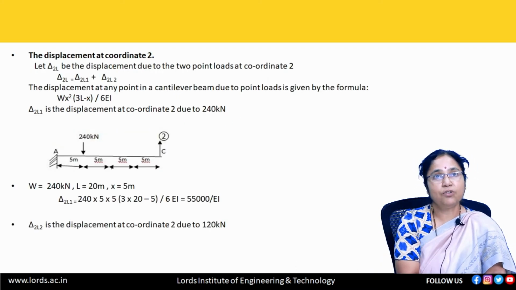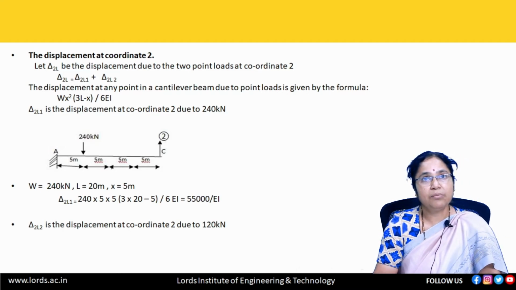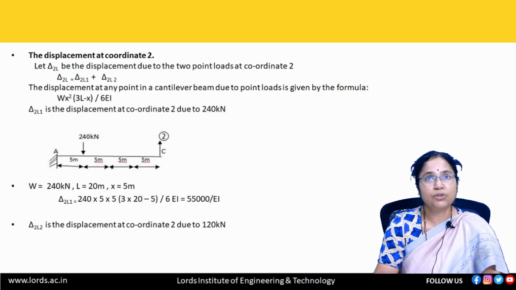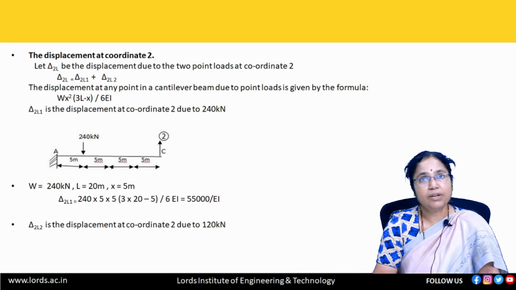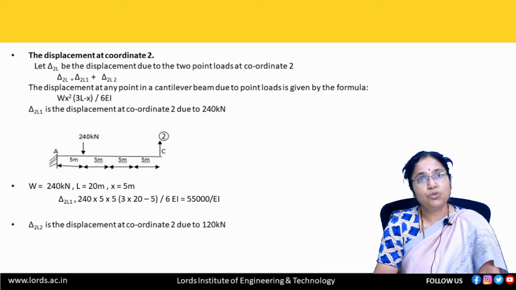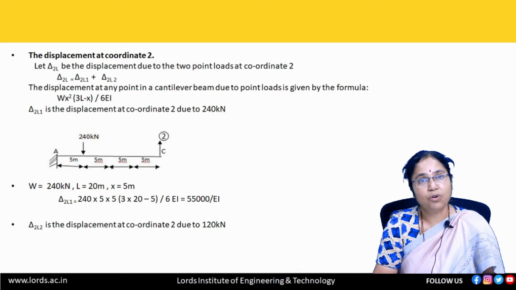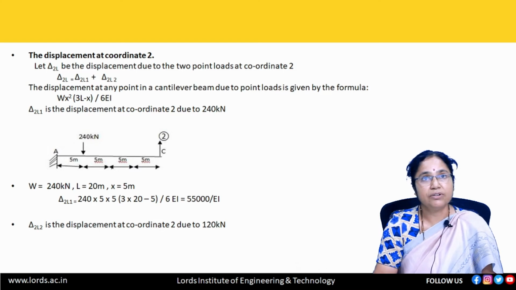Now the displacement at coordinate 2. Let delta 2L be the displacement due to the 2 point loads at coordinate 2. So delta 2L equals delta 2L1 plus delta 2L2, where delta 2L1 is the displacement at coordinate 2 due to the first point load of 240 kilonewtons, and delta 2L2 is the displacement at coordinate 2 due to the second point load, that is 120 kilonewtons.